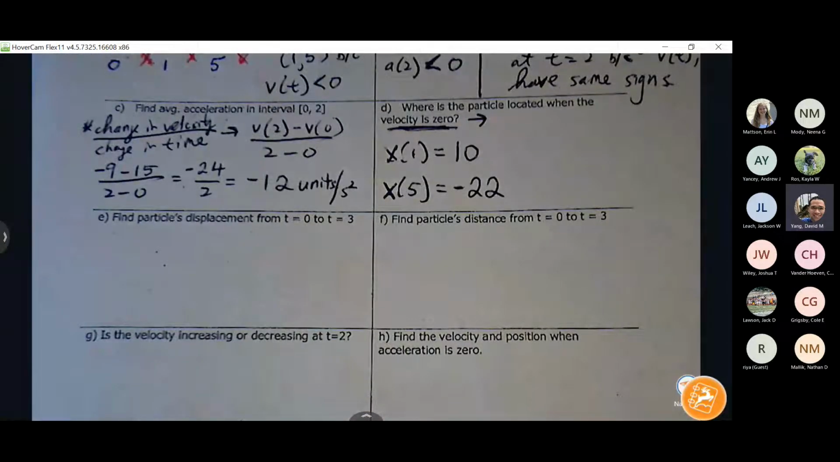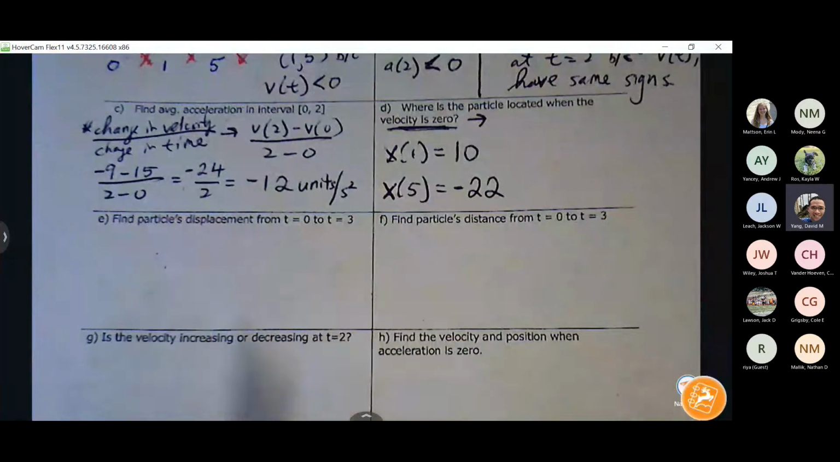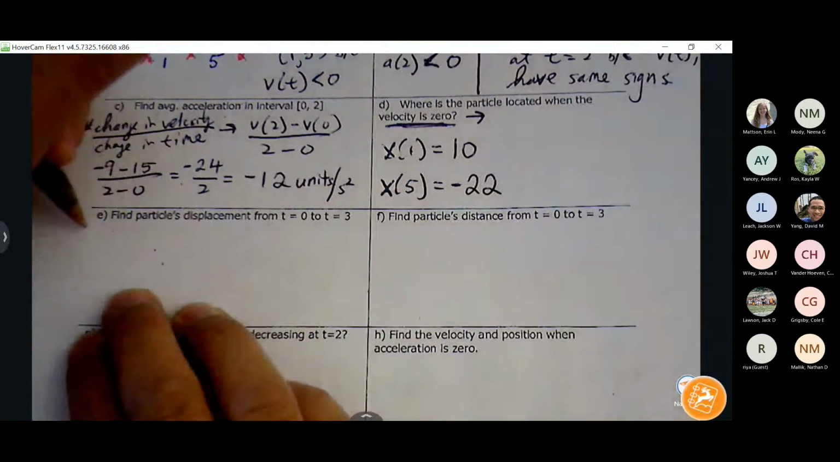Okay, find the particle's displacement. So what's the formula for displacement? Final minus initial. Yeah, so it's of what? Position or velocity? Position. Position, good. It's final position minus initial position. We're not going to touch the velocity function.